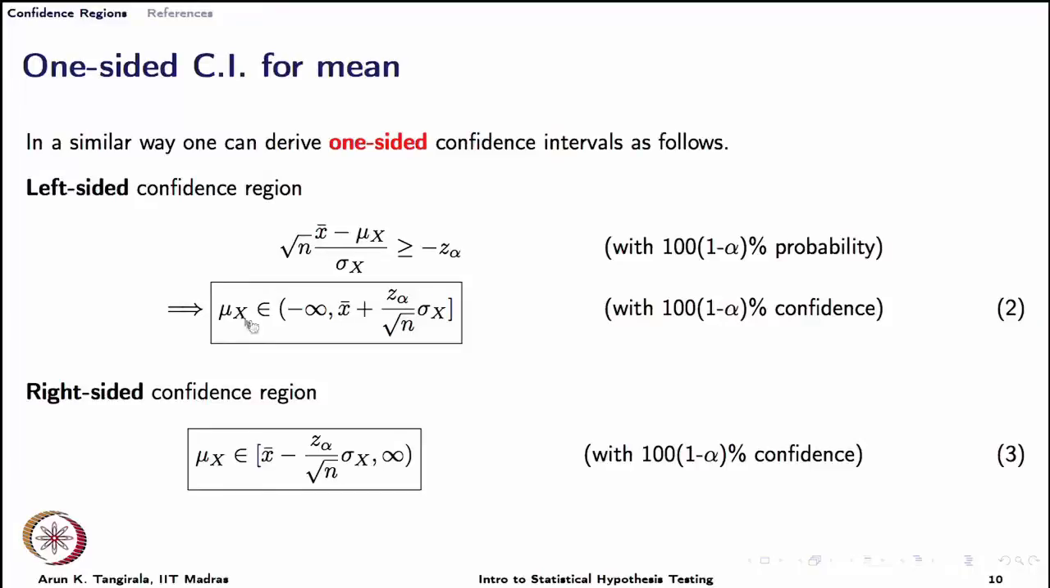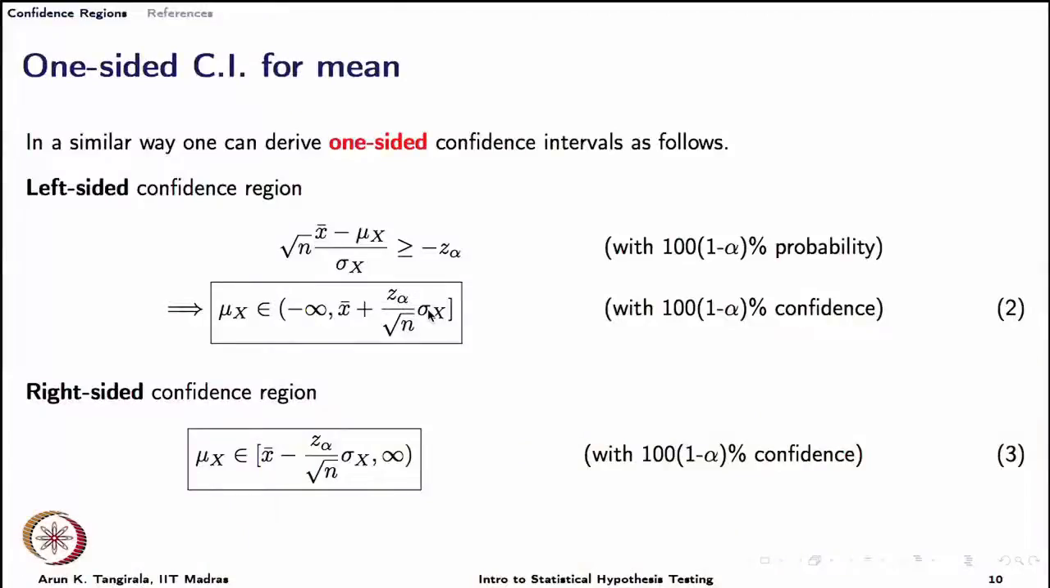This now can be used to conduct a hypothesis test of the lower tail type. If the postulated value falls within this confidence region, then we fail to reject the null hypothesis. If the postulated value is greater than the upper bound, then we reject the null hypothesis, very straightforward. And likewise, you can derive the right-sided confidence region, where you say that the probability that z is less than or equal to z alpha, in a right-sided test the critical region is z greater than or equal to z alpha.